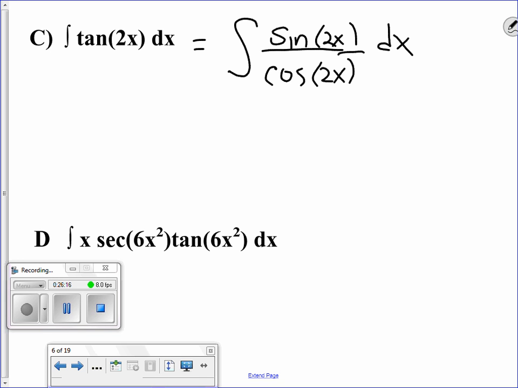Okay, that's not a bad idea, but if you did that, you're going to have a u over du. Du is not allowed in the basement. Okay, I'll give you a chance to fix it. There you go. We're going to let u equal the cosine of 2x. You'll never have du in the denominator. If you do that, you did something wrong.